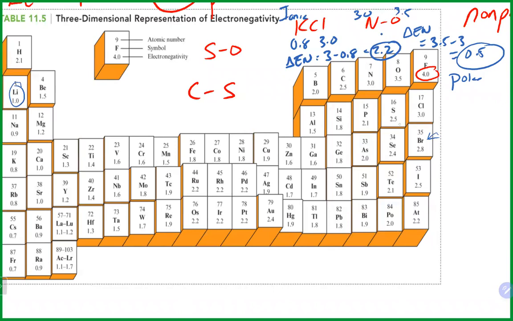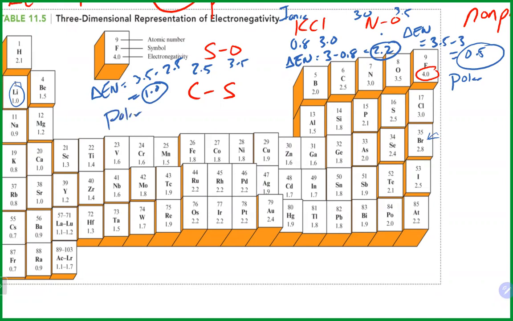Coming to sulfur, which is right there at 2.5, and oxygen still at 3.5. So our change in electronegativity, obviously 3.5 minus 2.5, is going to give us 1. And 1 is between the 0.5 and 2. So that means it should be polar.